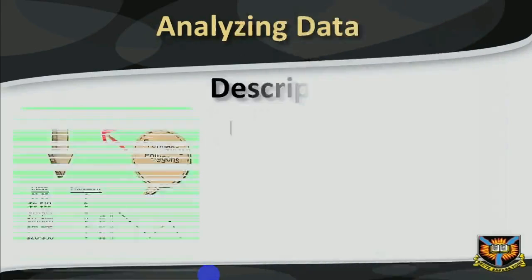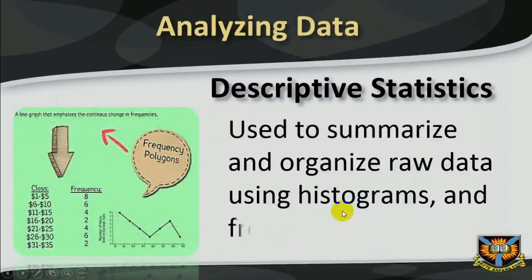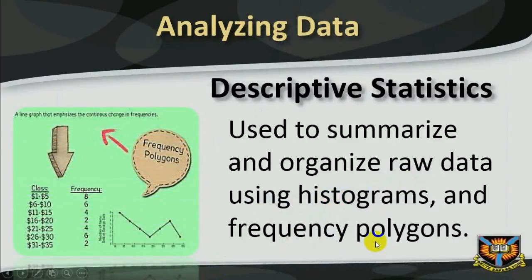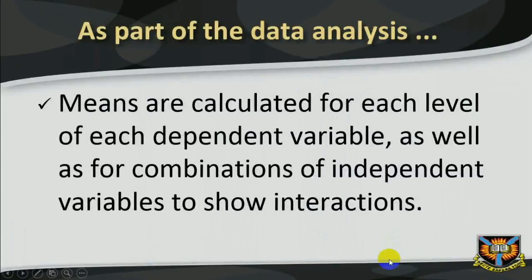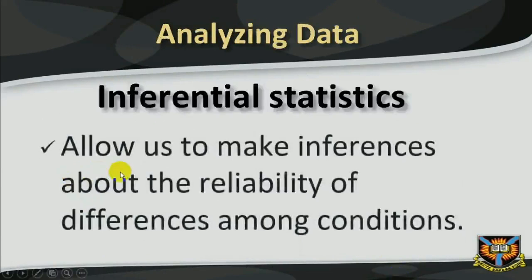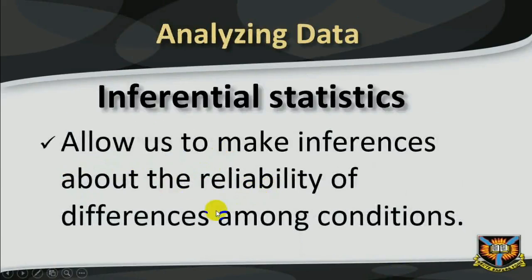Descriptive statistics are used to summarize and organize raw data using histograms and frequency polygons. The most common are the mean and the standard deviation. As part of the data analysis, means are calculated for each level of each independent variable, as well as for combinations of independent variables to show interactions. Inferential statistics allow us to make inferences about the reliability of differences among conditions.